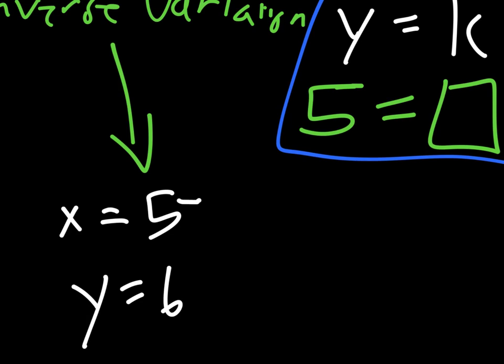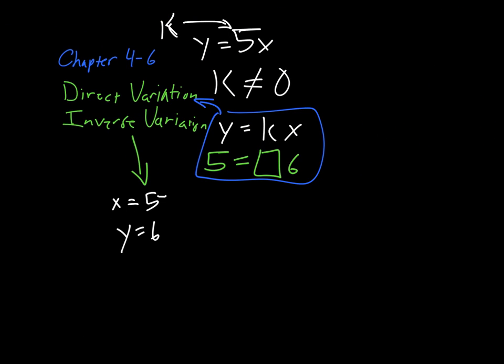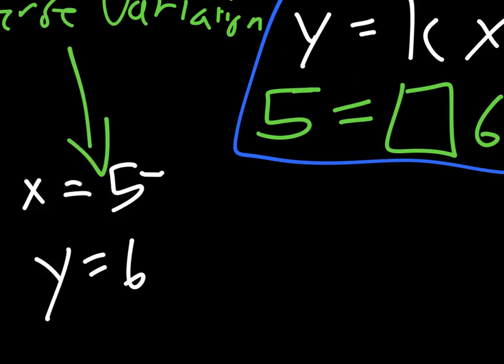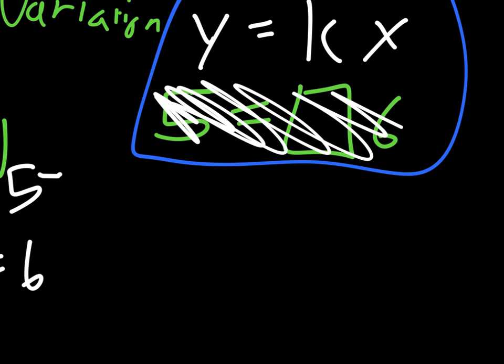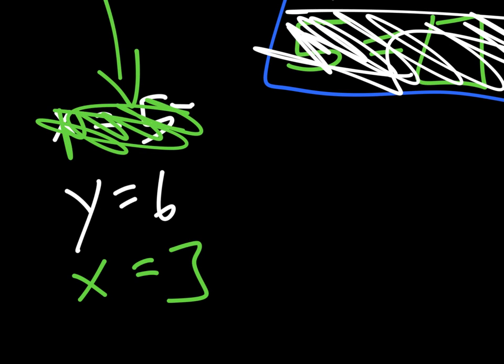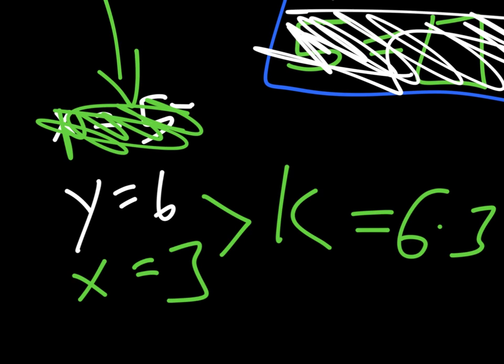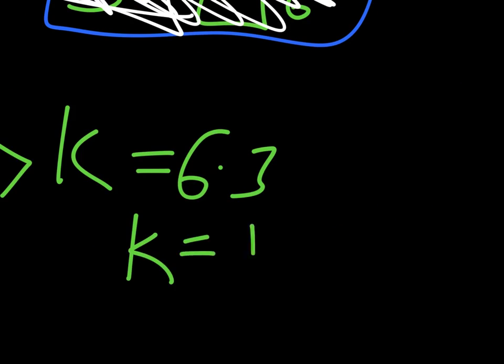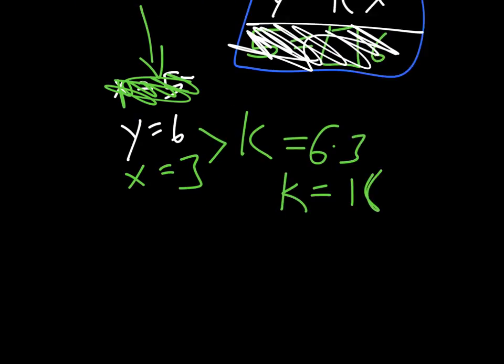So what I want you to do is disregard this example, even though you know what a direct variation is. Let me take that back. Forget that part. This part, yes. This part, no. So y equals 6 and x equals 3, okay? Oh, well, x equals 5. I like 3 better. So if y equals 6 and x equals 3, what you have to do is just multiply those together to get k, and k equals 6 times 3. Therefore, k equals 18, okay? That's all you have to do for inverse variation.